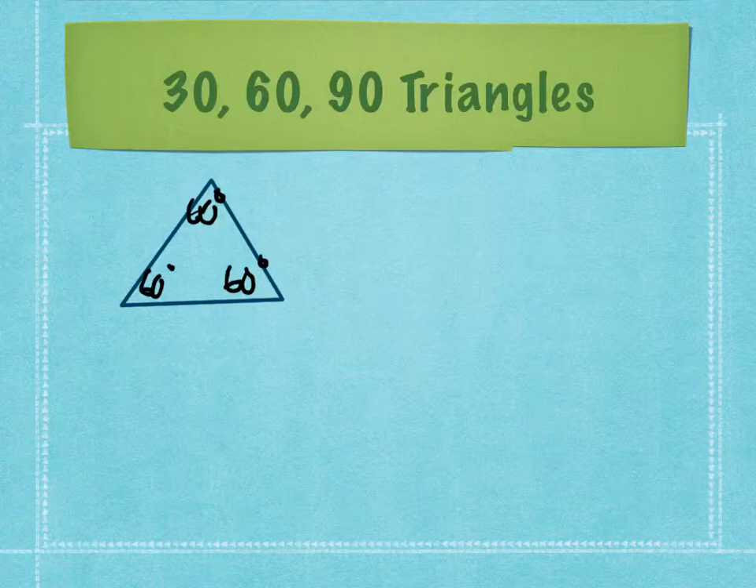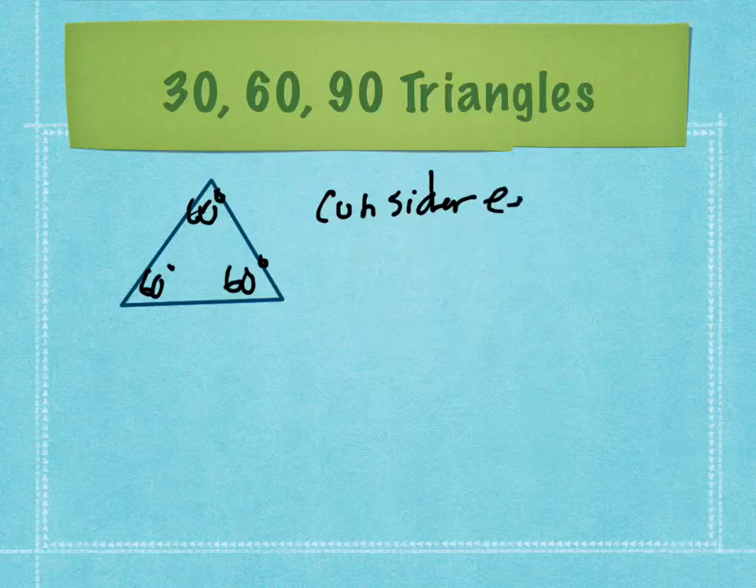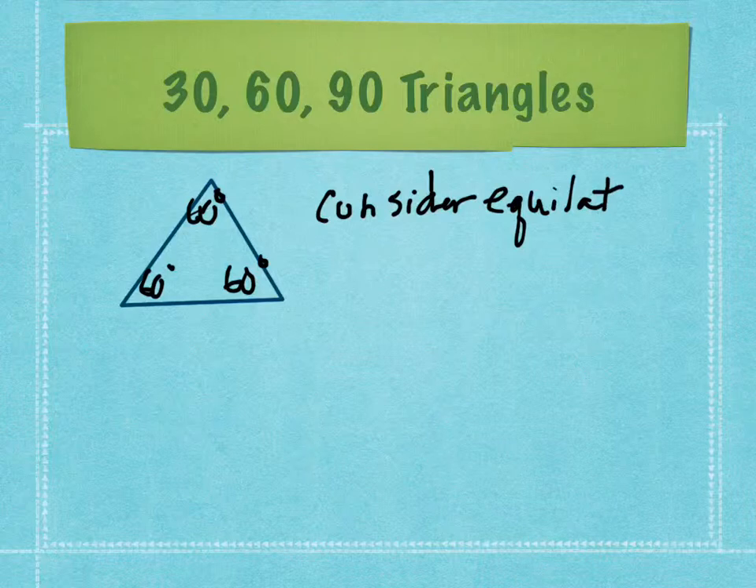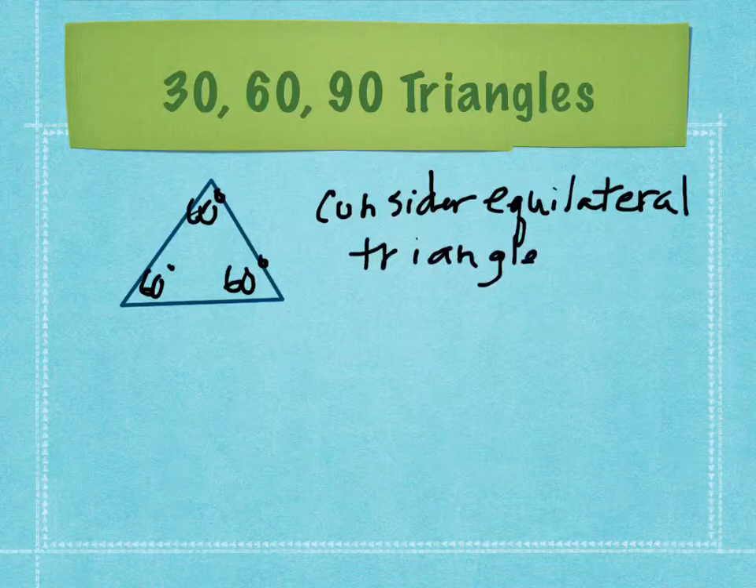The next thing I'm going to do is take this 60-60-60 triangle and divide it in half. So the first thing we did is we considered an equilateral triangle, you can say equiangular if you prefer. They are the same. So in the equilateral triangle, actually let me get there in a minute. I said that we were going to split this triangle in half, and we are. So we're going to cut this in half.